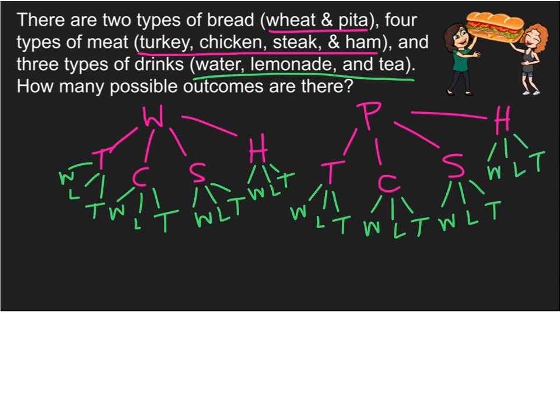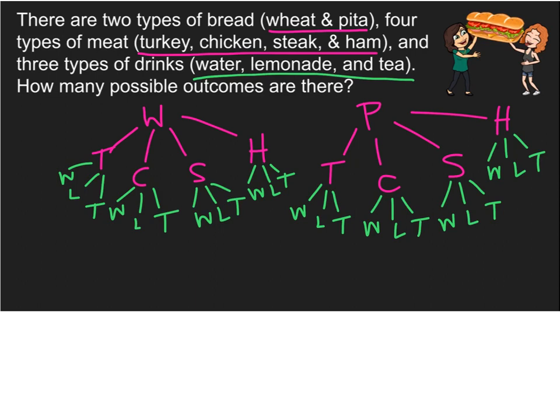Okay, so that's what the tree diagram looks like. You can see all the possible combinations. Like you could have a wheat sandwich with steak on it and have water to drink. Or you could have pita with chicken and lemonade to drink, right? So it's showing you all the different options that you could choose, how you could make your sandwich and choose your drink.